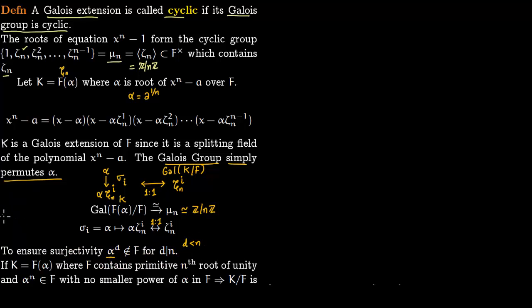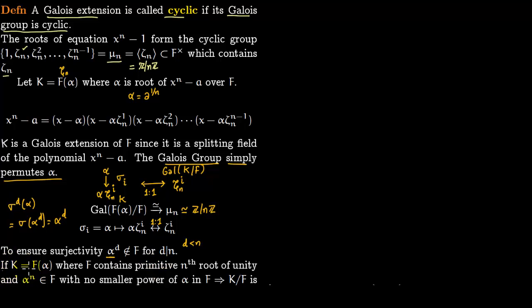Say d is less than n, and you apply sigma d times to alpha. By the multiplicative property, this becomes sigma of alpha, to the power d. Now if alpha^d ends up lying in F for d less than n, then obviously you cannot associate this zeta along with it, and surjectivity will fail. To prevent that, we make sure that alpha to the power of d does not lie in F for any d which divides n or is less than n.